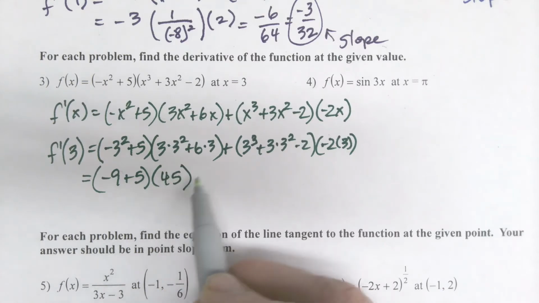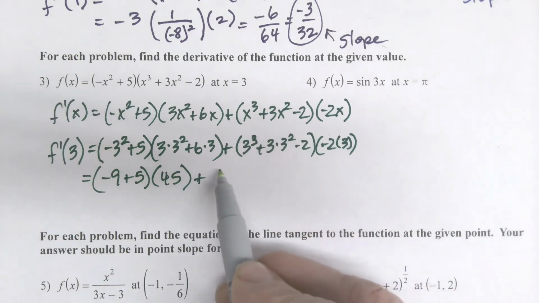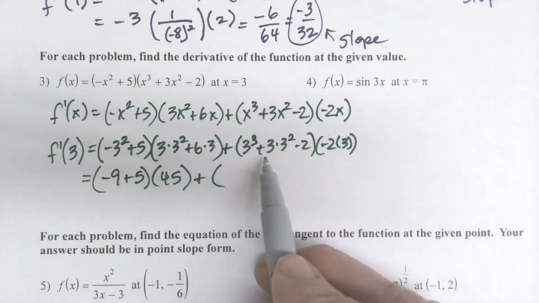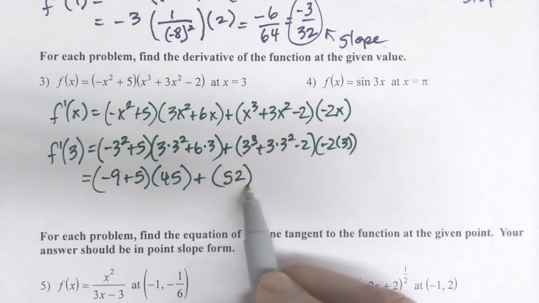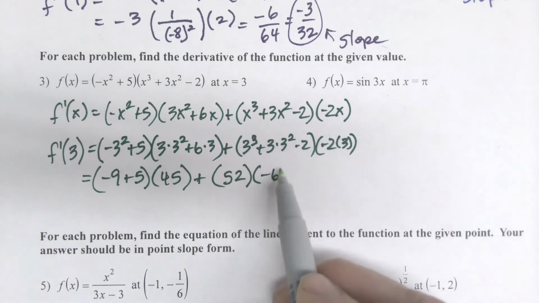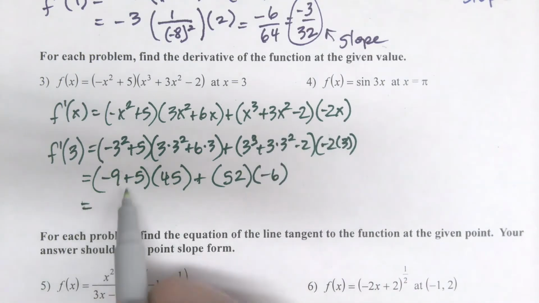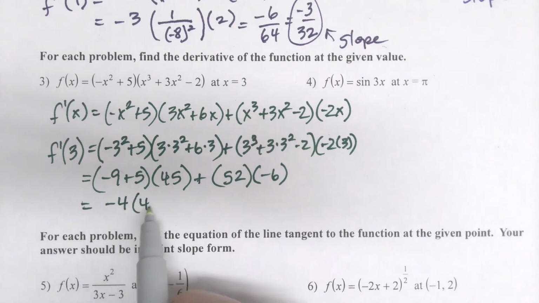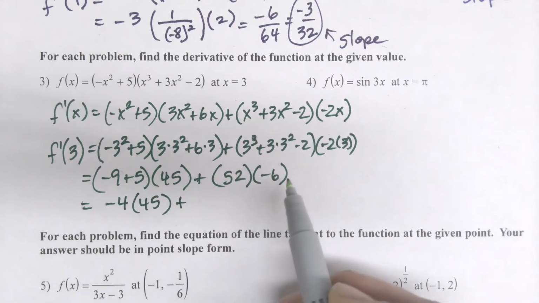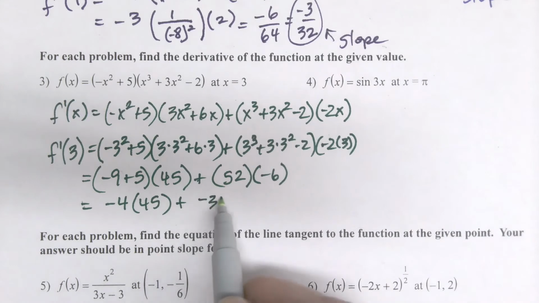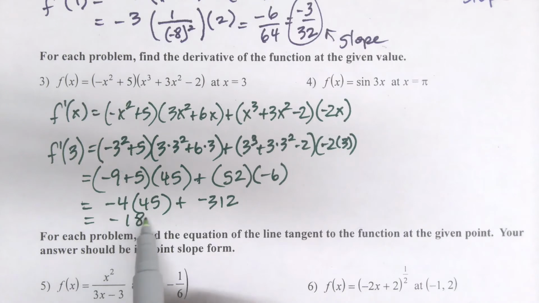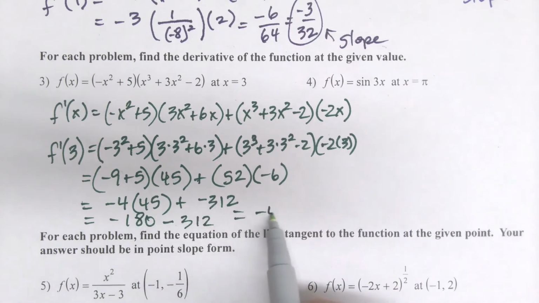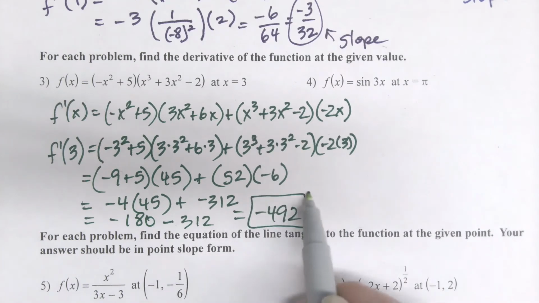45 plus, this next one is 27 plus 27 minus 2, that's 52, times negative 6. And again, I'm going to just continue to evaluate. This is negative 4 times 45 plus, I think that's negative 312, negative 180 minus 312 equals negative 492. It looks like that is what I'm ending up with.